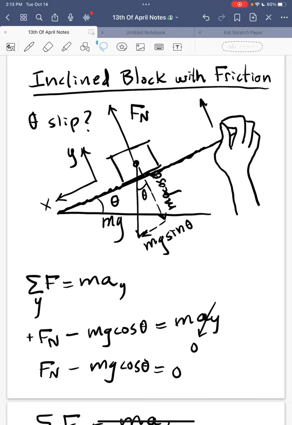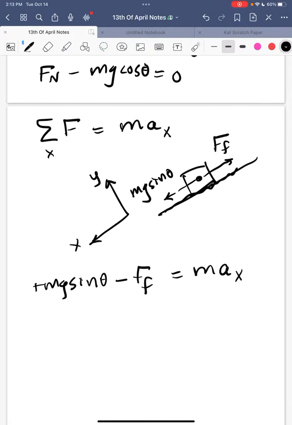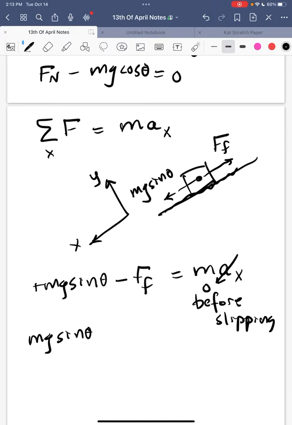Like that. So right before it slips, before slipping, it's not accelerating in the x direction at all. And so I can say that mg sine theta minus the force of friction equals 0, or I can say mg sine theta equals the force of friction if I just add the force of friction to both sides.